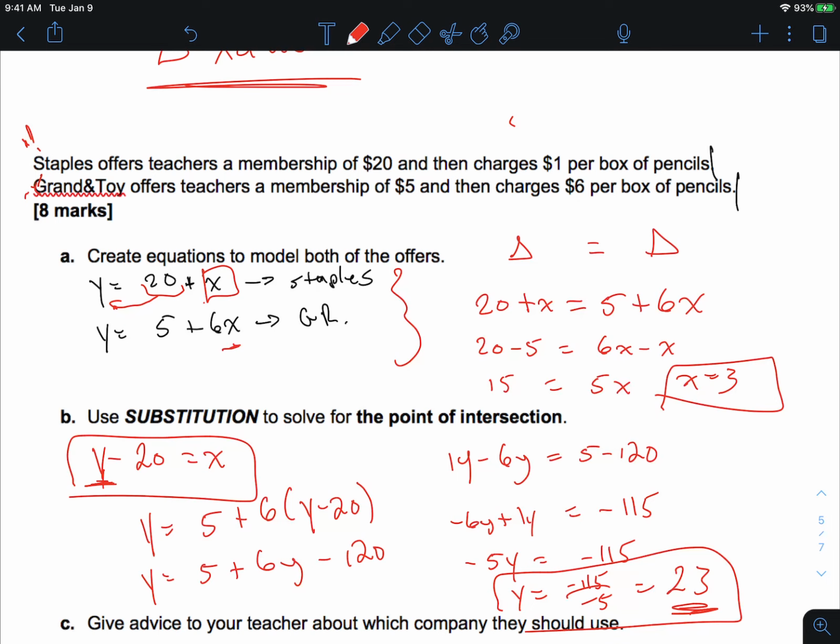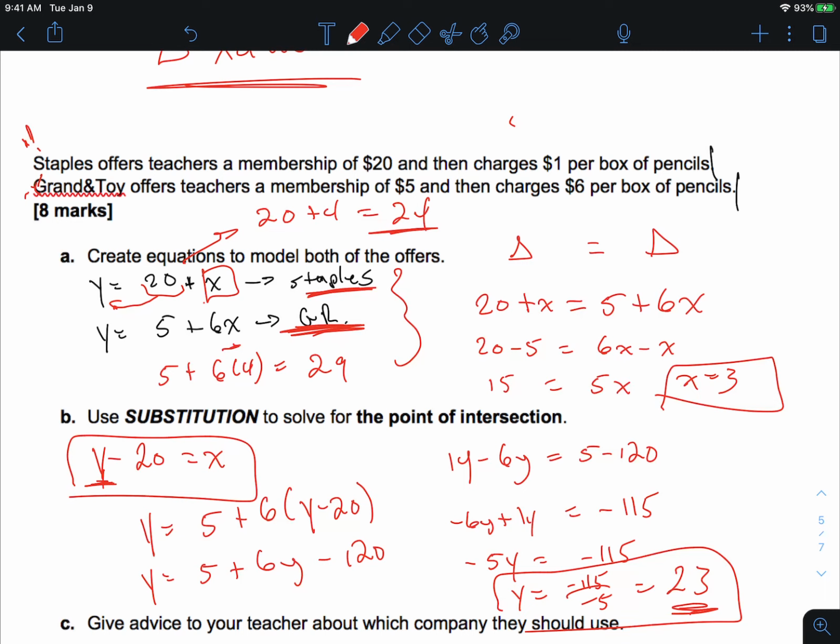So if you buy 4, then one of them is going to be more expensive than the other, right? And you could figure it out from your equations. 5 plus 6 times 4, that's going to be 29, right? Well, what if I did it here? 20 plus 4, 24. So then, at 4 boxes of pencils, Grandin Toy is more expensive, but Staples is cheaper at 4 boxes.